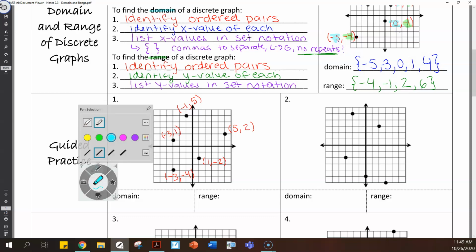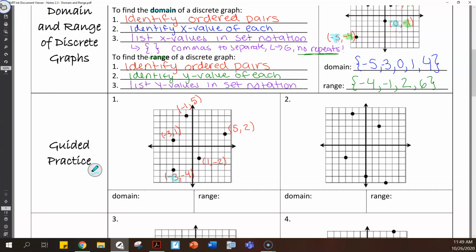Okay. To find the domain, I'm going to look at all of my x values. So I've got negative 3, 1, 5, and negative 1. I'm going to list them in set notation, so I want my curly brackets. And I'm going to list them least to greatest with no repeats. So my smallest x value is negative 3. I happen to have 2 of those, but it's okay. I only need to write negative 3 once. If you want to cross these off because you already accounted for them, I think that's fine. My next smallest x value is negative 1, followed by 1 and 5. And I close it off with another curly bracket.